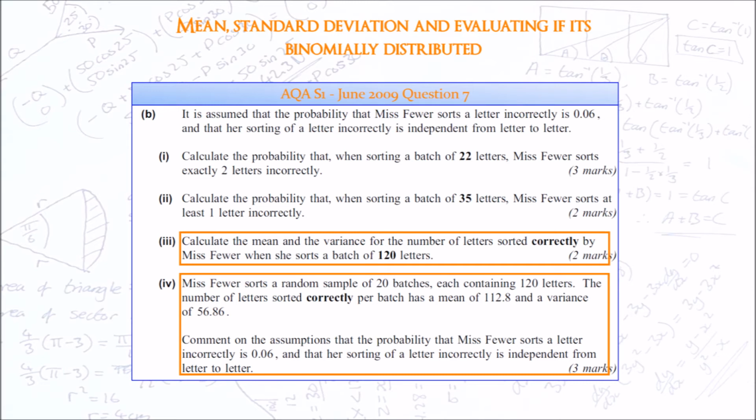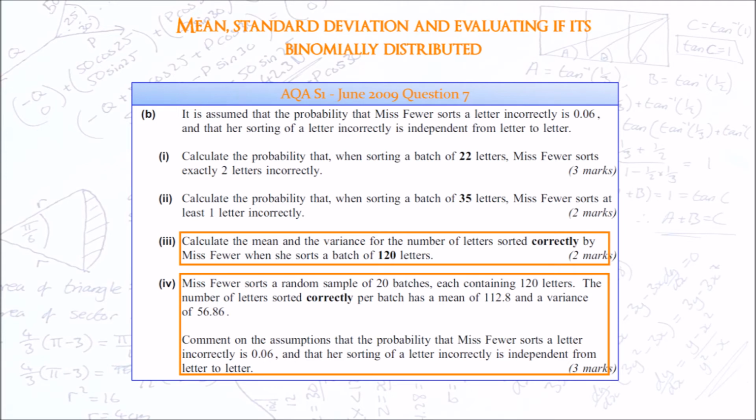In part 3 it says calculate the mean and variance of the numbers of letters sorted correctly. So this is where we're going to use our formula from the binomial distribution, and we'll get what we'd expect the true mean to be and the true standard deviation. And then in part 4 it's going to be taking a random sample, and it gives us some data here.